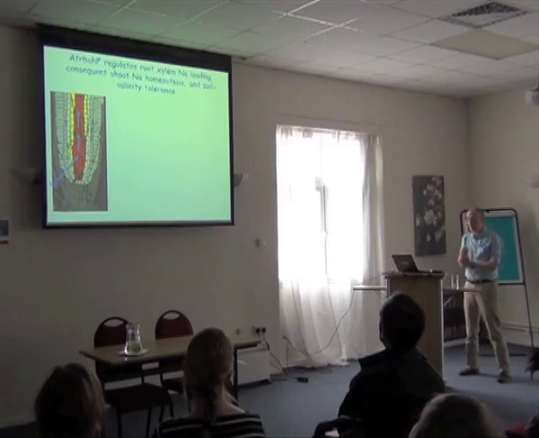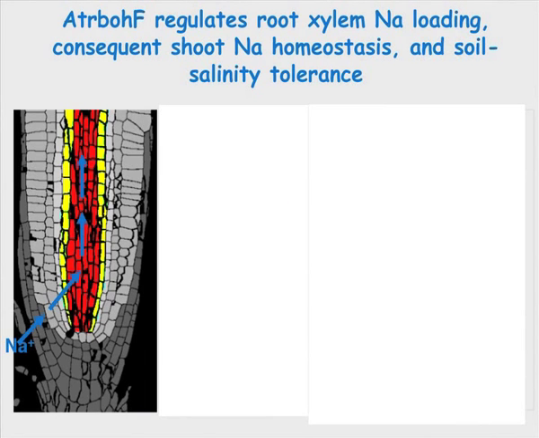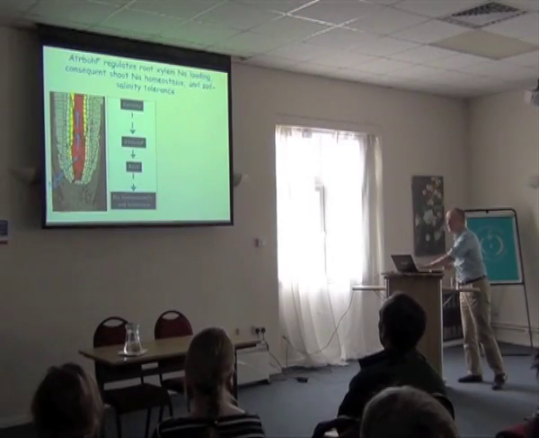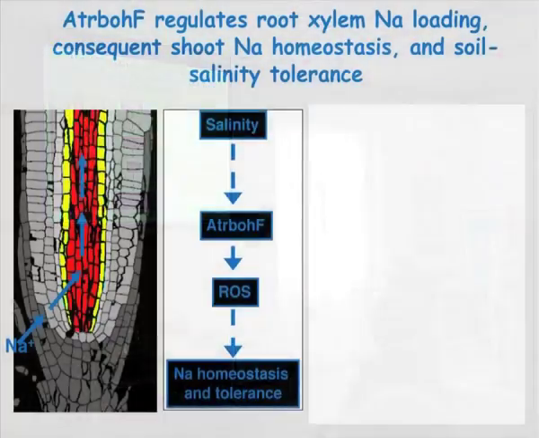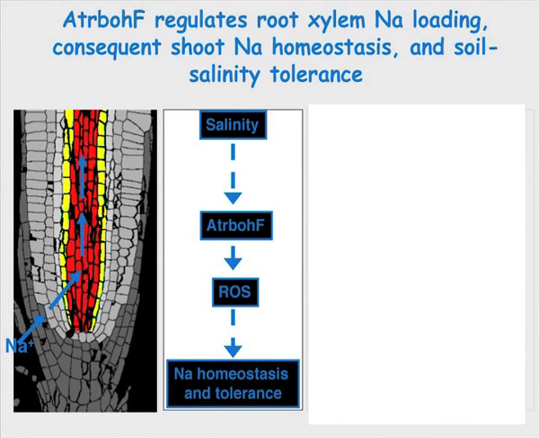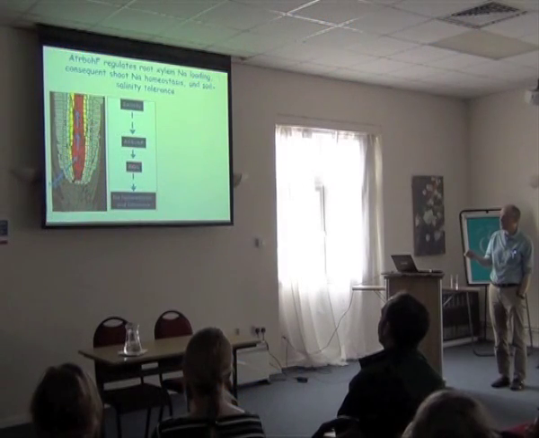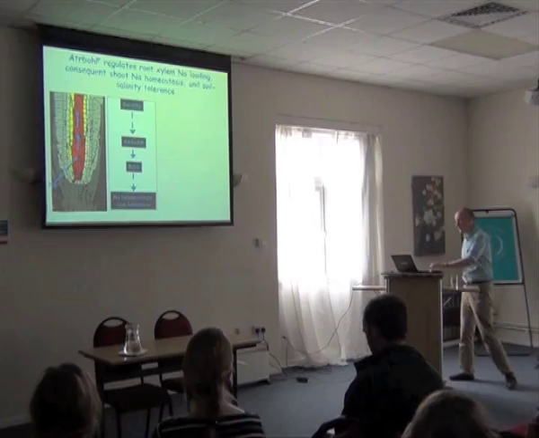So let's reflect a bit on this and put it all together. What we're saying is that salt present in the soil is absorbed by the root and eventually enters the vascular tissue of the root, and then by the transpiration stream travels up into the shoots of the plant. And what we're saying is that salinity is somehow perceived, that activates this gene A2RBOHF. The A2RBOHF catalyzes the production of ROS, and that ROS then regulates the amount of salt that gets shot up into the rest of the plant by the transpiration stream. So ROS regulates sodium homeostasis and tolerance.